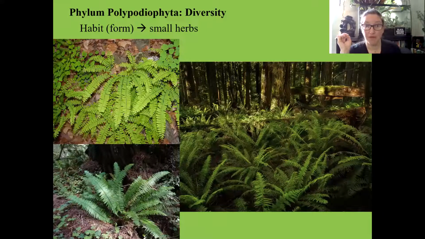Some have a form which is being like a small herb. This is probably the most familiar form of a fern, right? When you think of a fern, maybe you think of something you see as you're walking through the forest or something like that, and it's like this little tiny herbaceous plant, right? That's what you might think of. This is my common form.